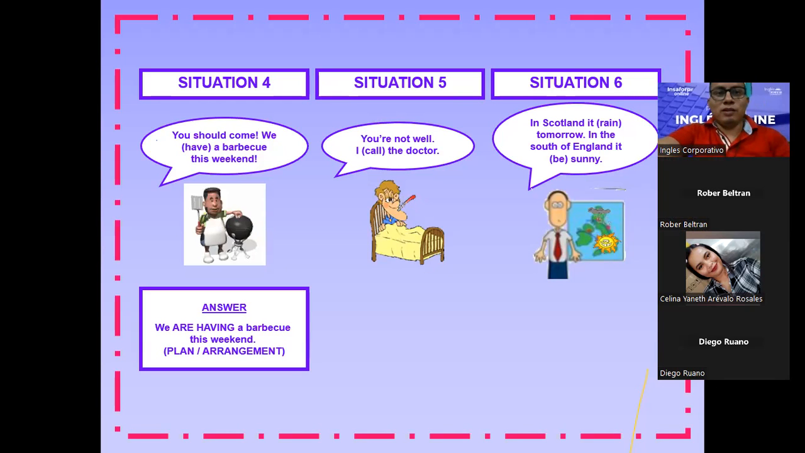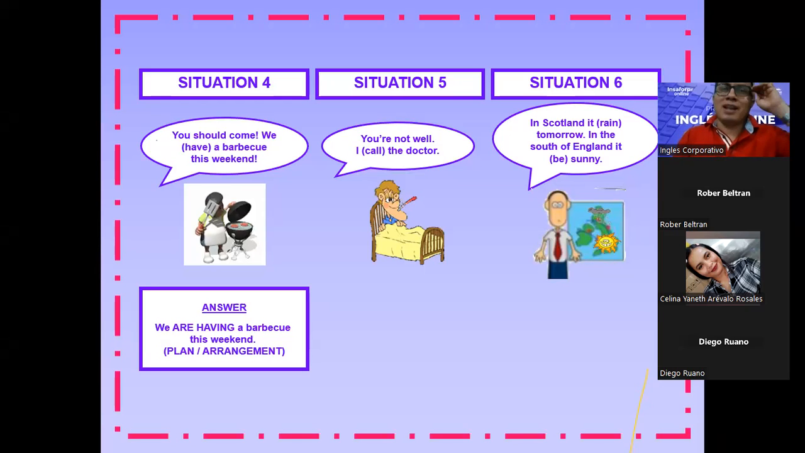Por eso es que cuando dice you should come, suena más como que ya tenemos algo organizado para esta semana. Por eso es que las dos opciones son válidas. Es un plan, pero es una situación más arreglada. Entonces, esto va a suceder. Y si va a suceder, lo más viable es usar el present continuous.